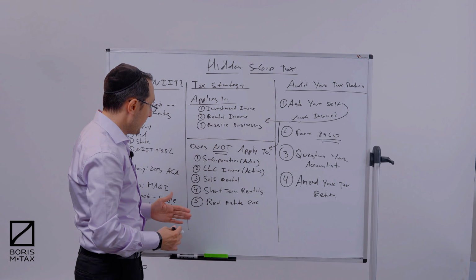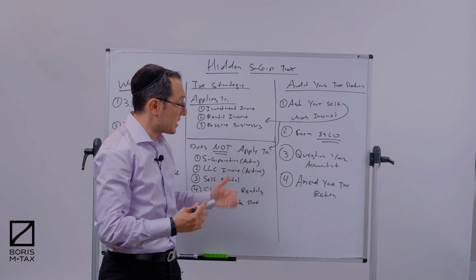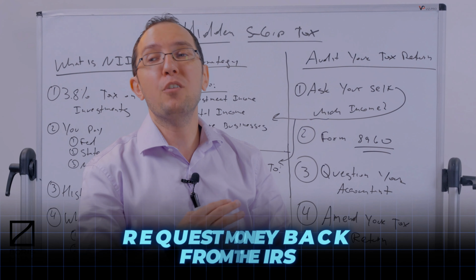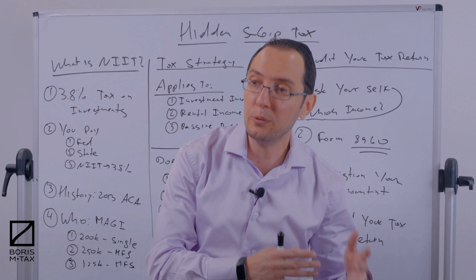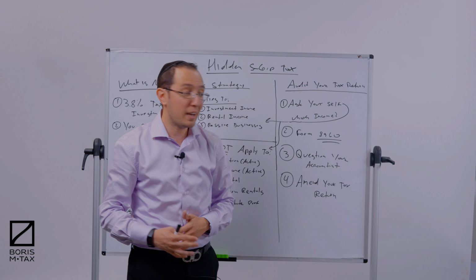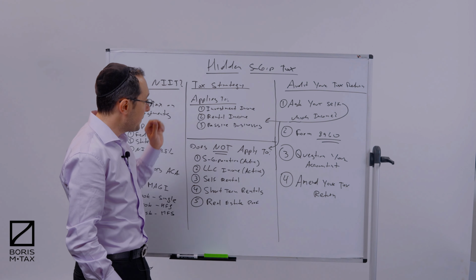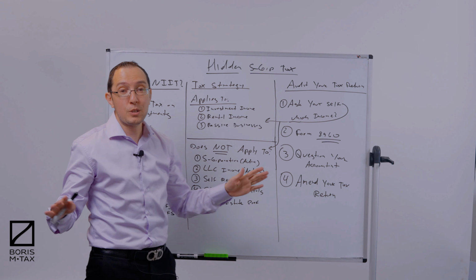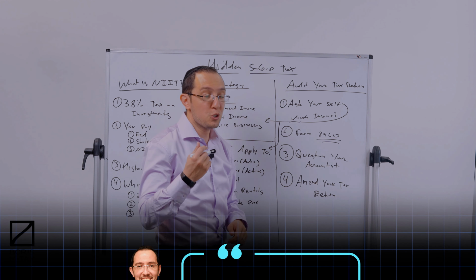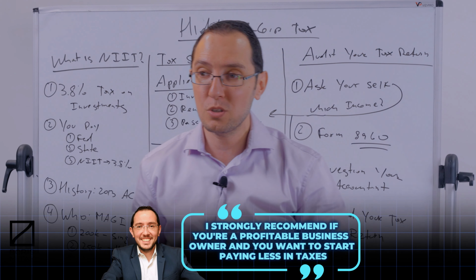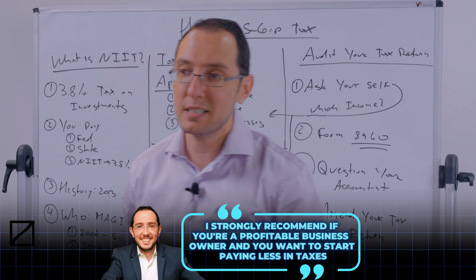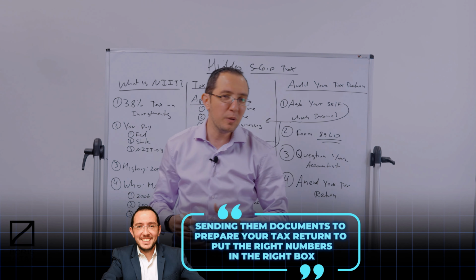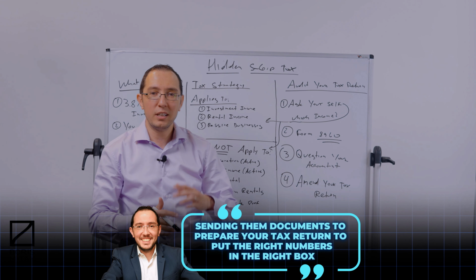If you find out that you actually paid this tax on income that you're not supposed to pay it on, you can amend three years' worth of tax returns and request money back from the IRS. Your accountant should be able to do that, but if your accountant has made this mistake and made you pay an extra 3.8% in unnecessary tax, at this point I would tell you, get yourself a tax advisor. I strongly recommend, if you're a profitable business owner and you want to start paying less in taxes, you've got to stop working with somebody you meet only once a year, sending them documents to prepare your tax return, to put the right numbers in the right box.